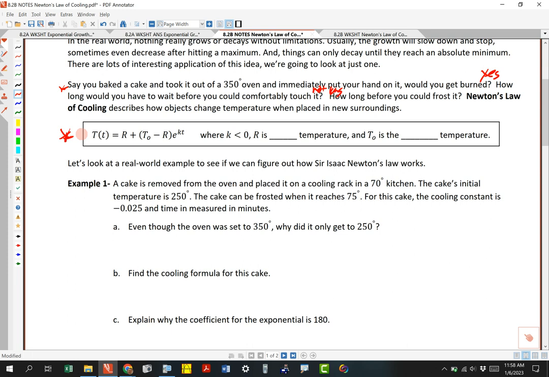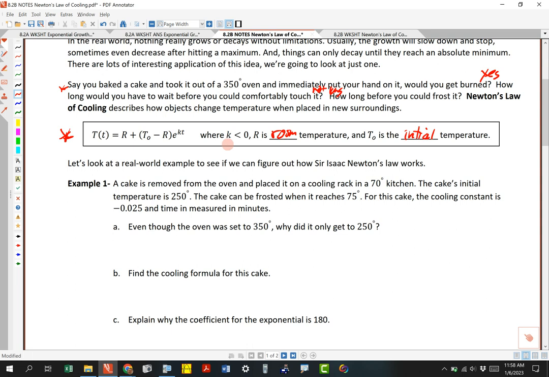So we're going to go through a couple examples and make sure we know how to use it, give you a short assignment, and that's it for today. So this is the temperature at any time T. The R right here stands for room temperature. The T naught is the initial temperature, just like we'd expect, all that other notation that we've used. And K is what we call the cooling constant.